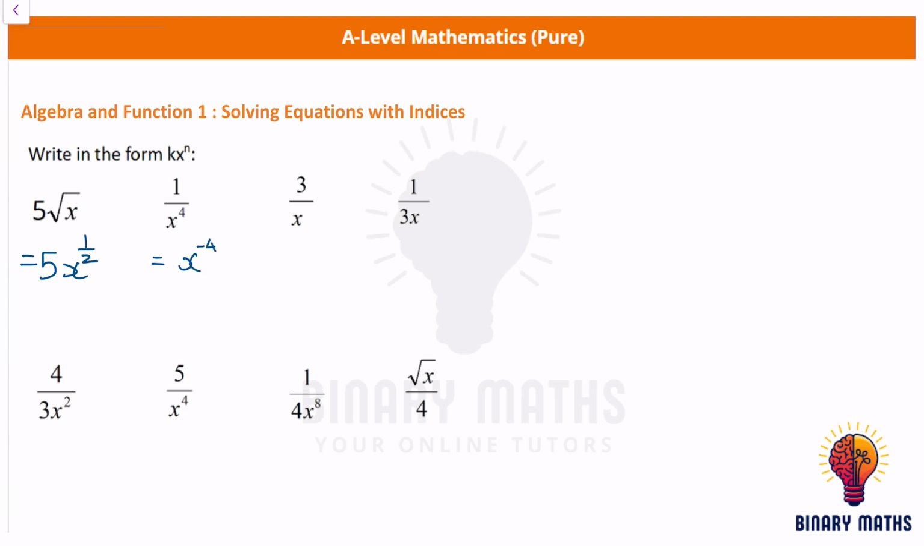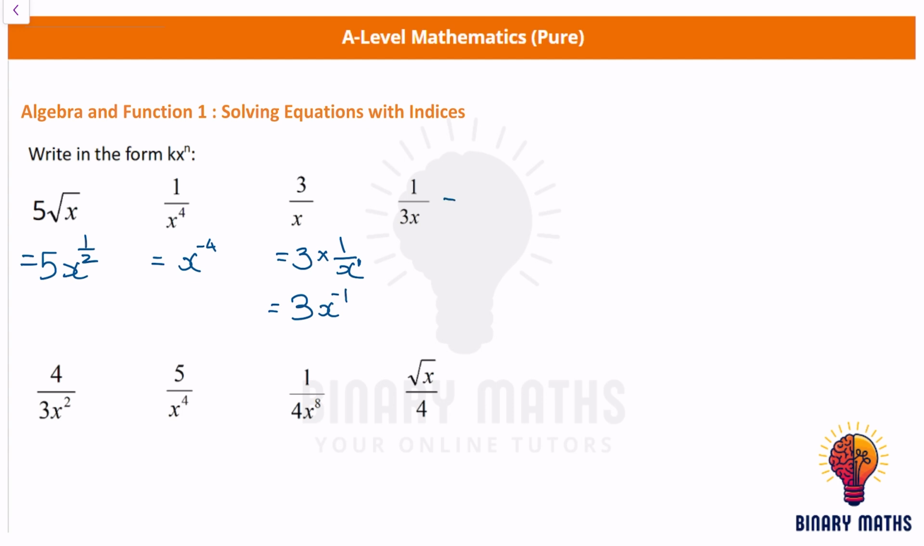Okay, 3 over x. If I separate the numerical part from the algebraic part, it's the same thing as 3 times 1 over x. 1 over x is the same thing as 1 over x to the power of 1. So the numerical part stays the same. 1 over x to the power of 1 is the same thing as x to the negative 1. So that is in the correct form now.